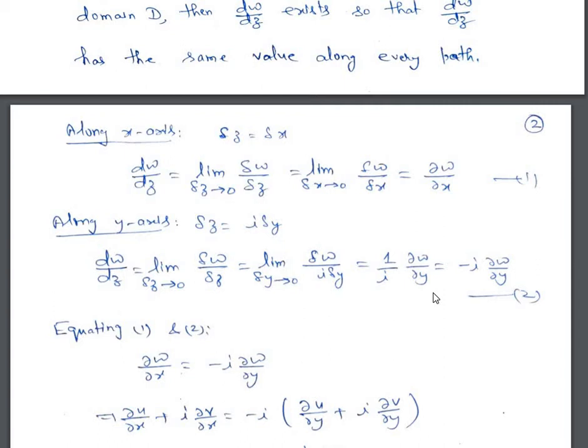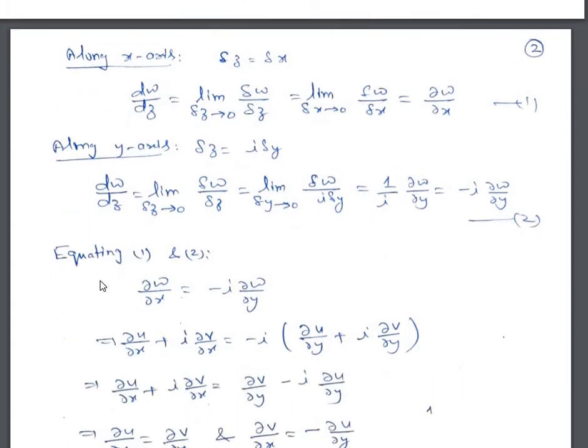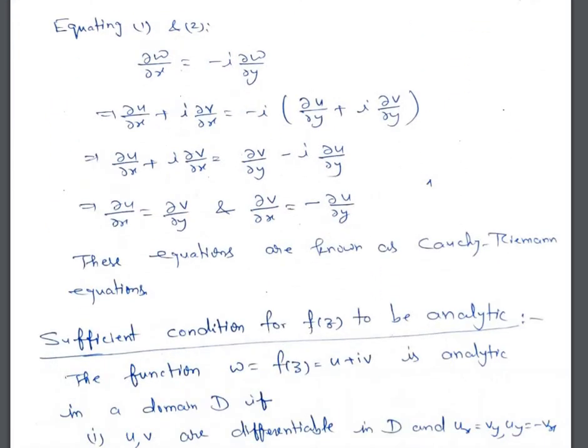Now because the function is analytic, these two values must be the same. So equating 1 and 2, we have del w/del x = minus i times del w/del y. Because w is u + iv, del w/del x is del u/del x + i times del v/del x, which is equal to minus i times del u/del y + i times del v/del y.